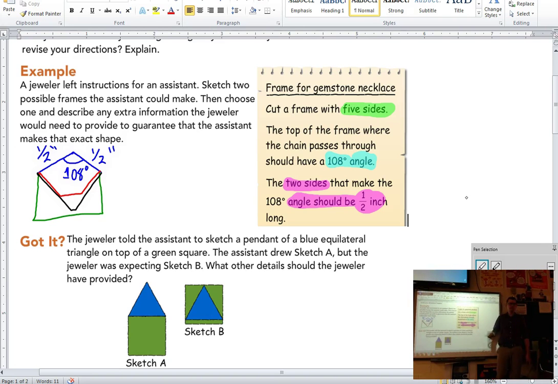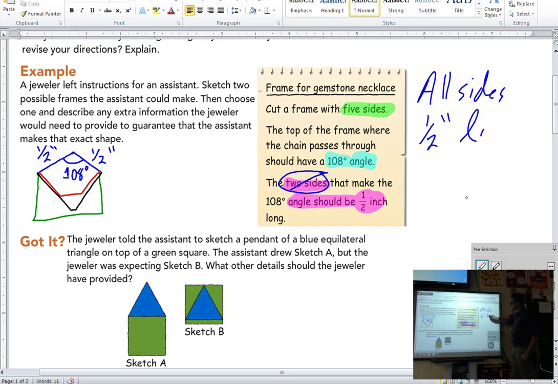So is this a good description? No. What else could we add into the explanation to make it a better description? And the trick here is recognizing, what do I need to say and what do I not have to say? So Monica, what do you think we would need to say? So if we said my other three sides, or we could say all sides. So instead of this, we could change that to all sides, half inch long.